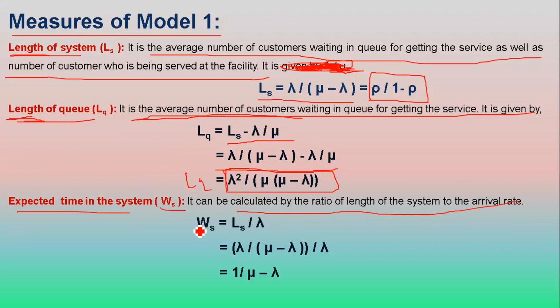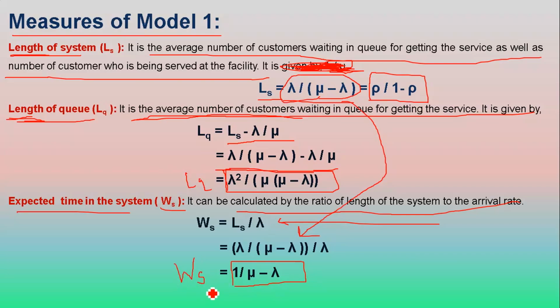Ws is indicated by Ls by lambda, length of the system divided by lambda. Now what is the length of the system? That is lambda upon mu minus lambda. So putting it here, lambda upon mu minus lambda divided by lambda, it will be 1 upon mu minus lambda. That will be the expected time in the system. This will be in terms of minutes, because it shows time. That is Ws equals 1 upon mu minus lambda.